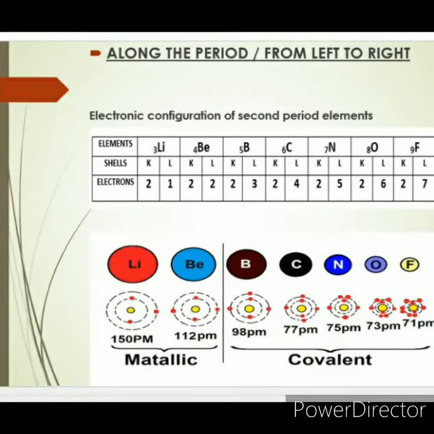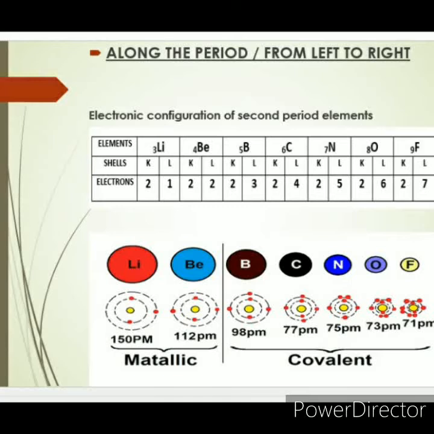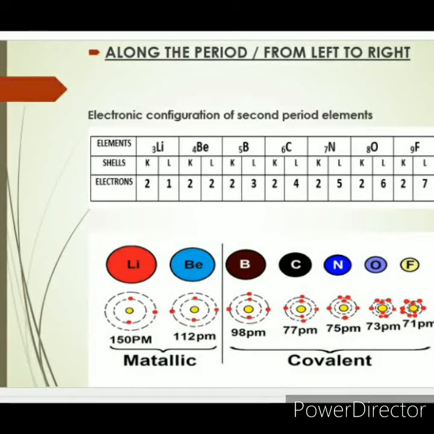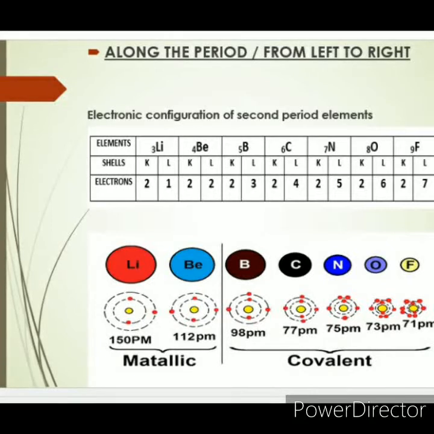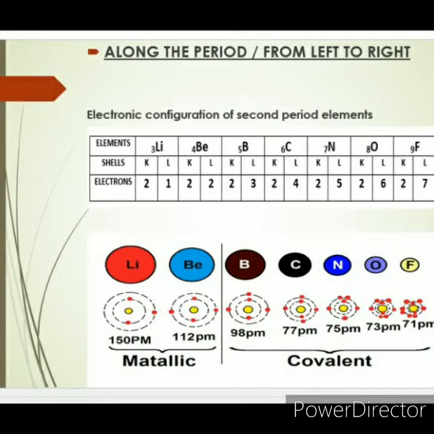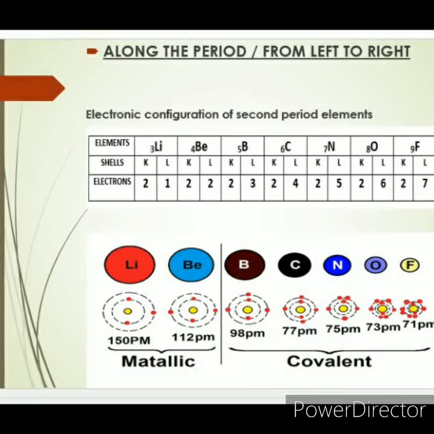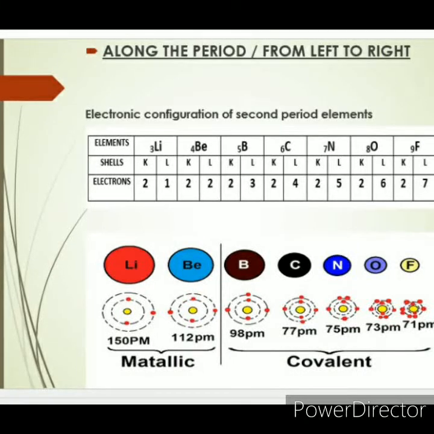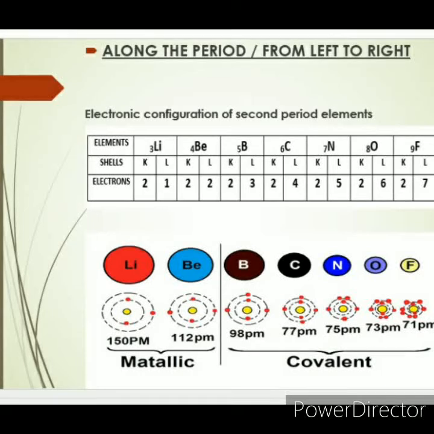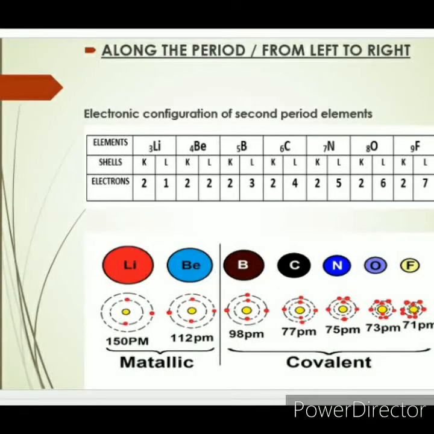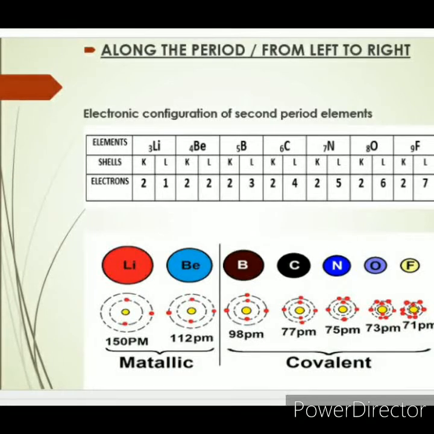The electronic configurations are given there. Lithium 2 1, beryllium 2 2, boron 2 3, carbon 2 4, nitrogen 2 5, oxygen 2 6, fluorine 2 7. If you draw the Bohr model of these atoms, you can see the picture given here: Bohr model of lithium, beryllium, boron, carbon, nitrogen, oxygen, fluorine.